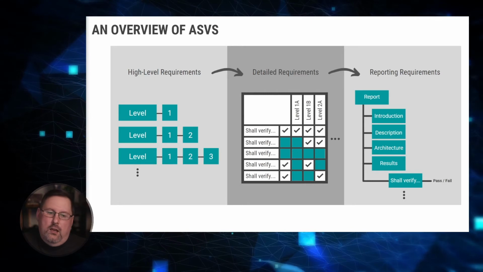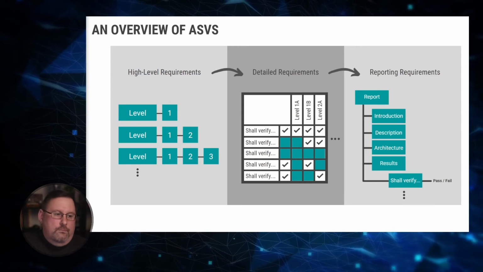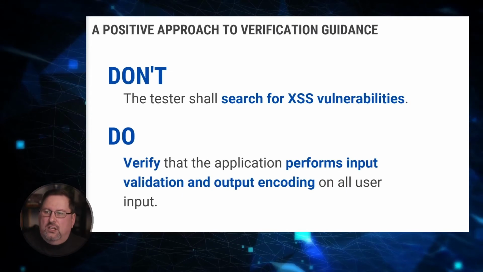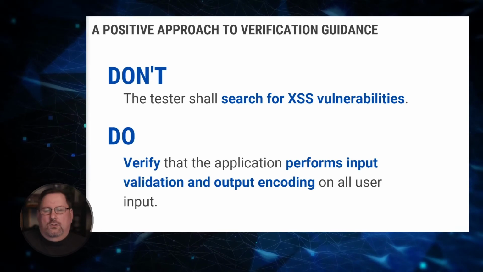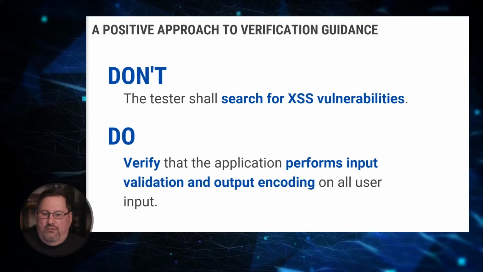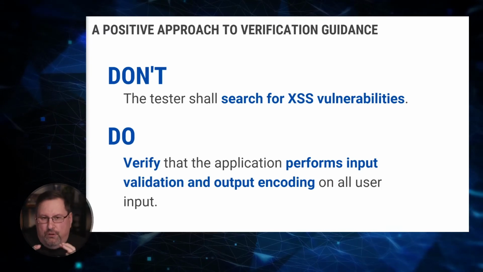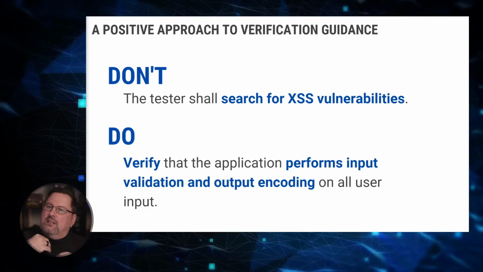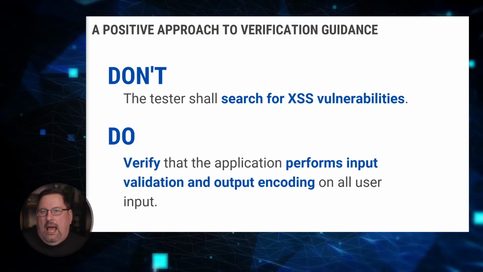We're not wasting a lot of time in areas that don't matter or in areas that we don't have control over. To give you an example, we like trying to use a positive approach to the verification guidance. So if you think of OWASP Top 10, it might be something like, the tester searches for XSS vulnerabilities. But that's not really helpful if you're not an expert that understands that stuff. A better way to approach it is to have guidance that is: verify that the application performs input validation and output encoding on all user input. Now, when you're considering that from a test perspective, which one is easier to understand what needs to be done and how to accomplish it?